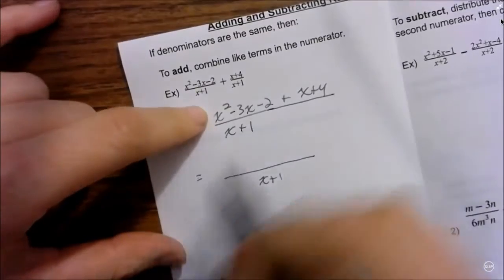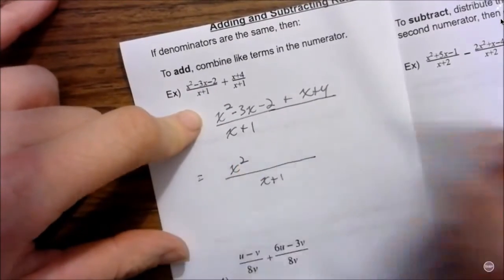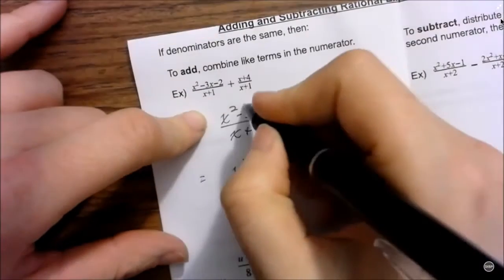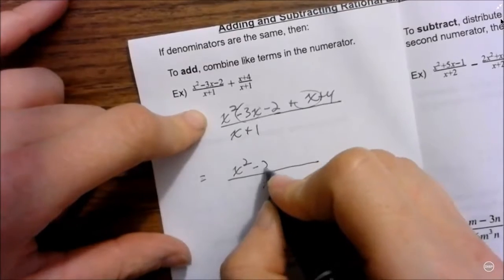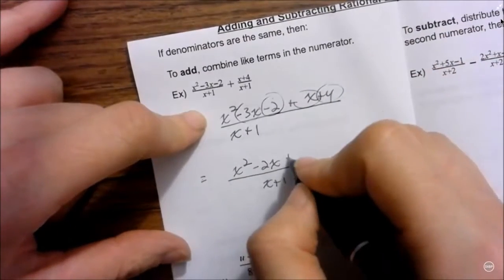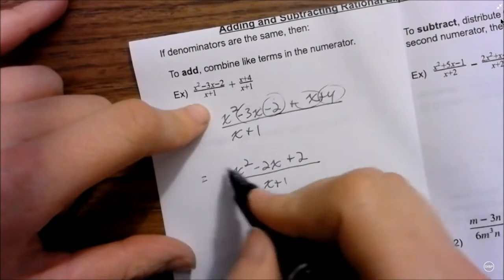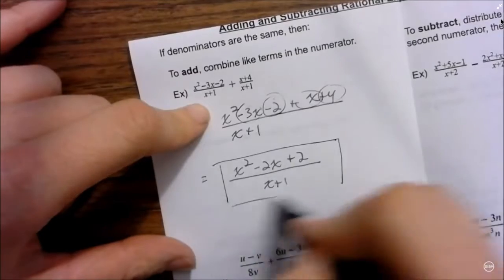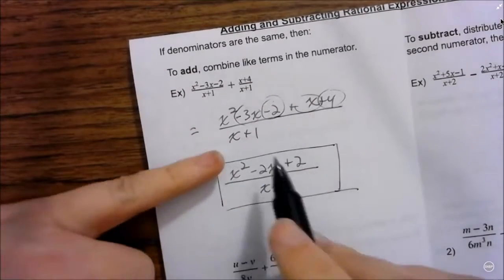All right, now I'm going to combine like terms. For x squared, there's no other x squared, so I'm just going to write it down. Then negative 3x plus x is negative 2x. And negative 2 plus 4 is positive 2. And so there is my sum. I've combined them successfully into one single ratio.